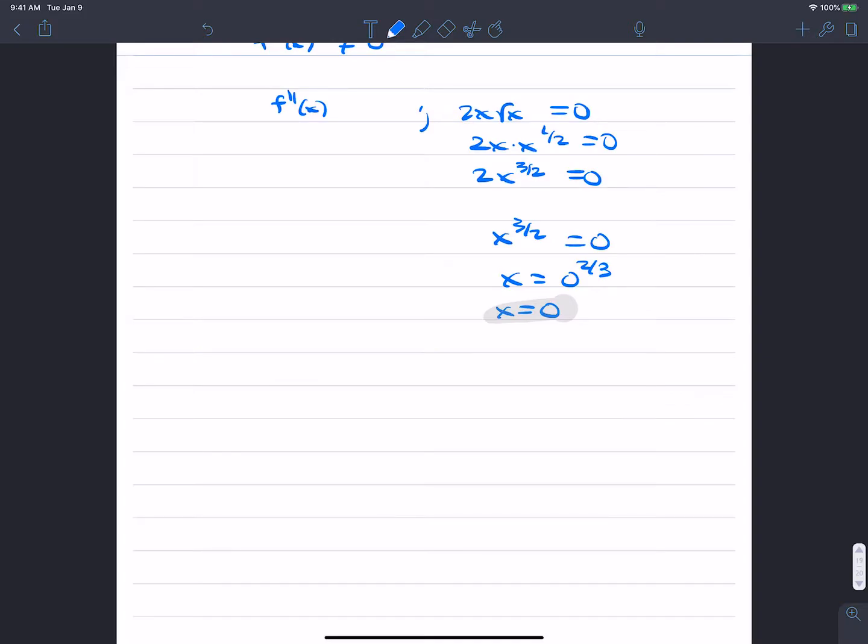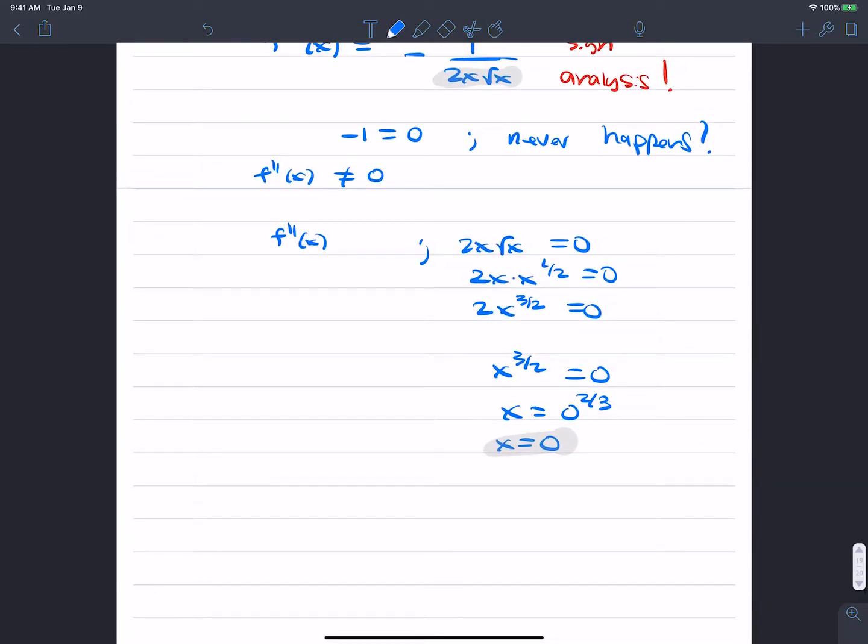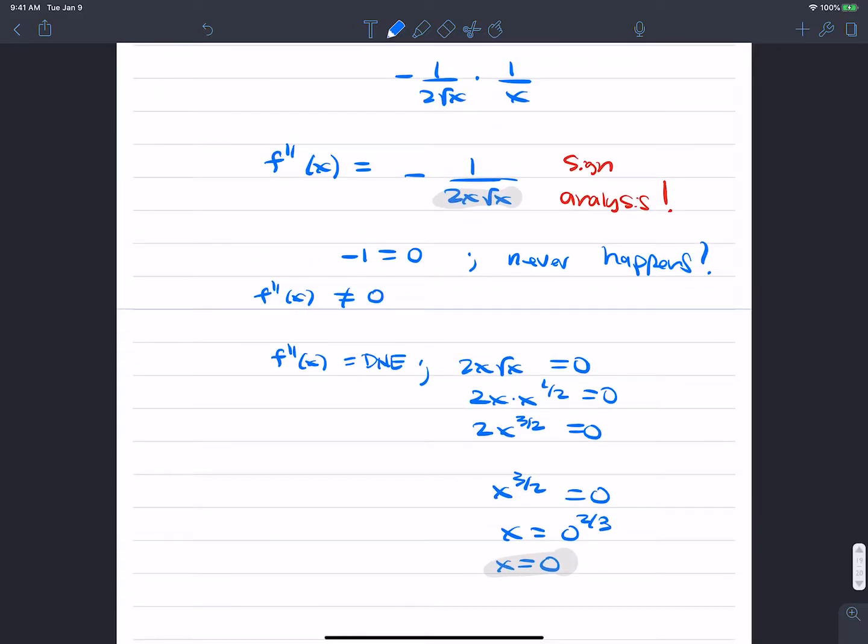Okay? So what we know is the second derivative is undefined. Does not exist, right? The rational function is undefined when x is 0. And what that means is you don't have a second derivative at x is 0.